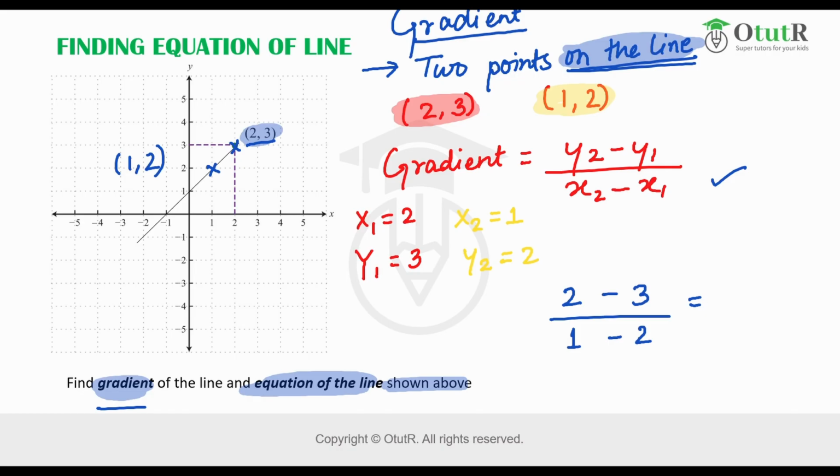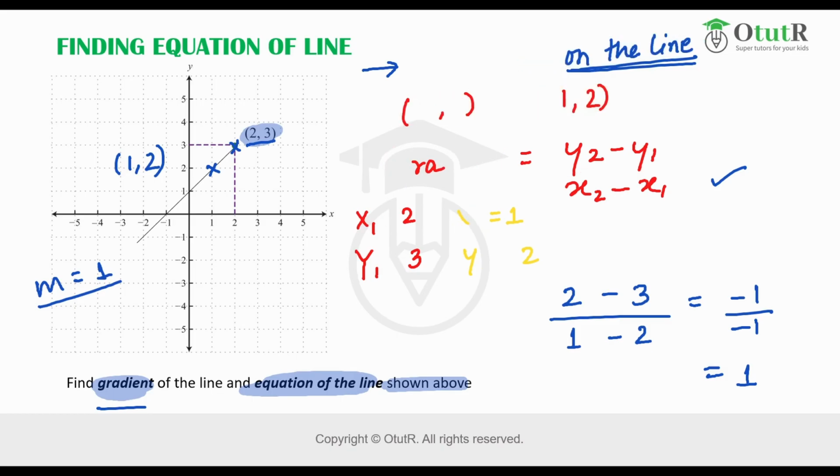Now we are just going to find the difference. 2 minus 3 is minus 1, and divided by 1 minus 2, which is also minus 1. So minus 1 over minus 1 results in 1. We have found out that my gradient is 1, and the gradient is denoted by the letter m. This is very important. So we have found the gradient.